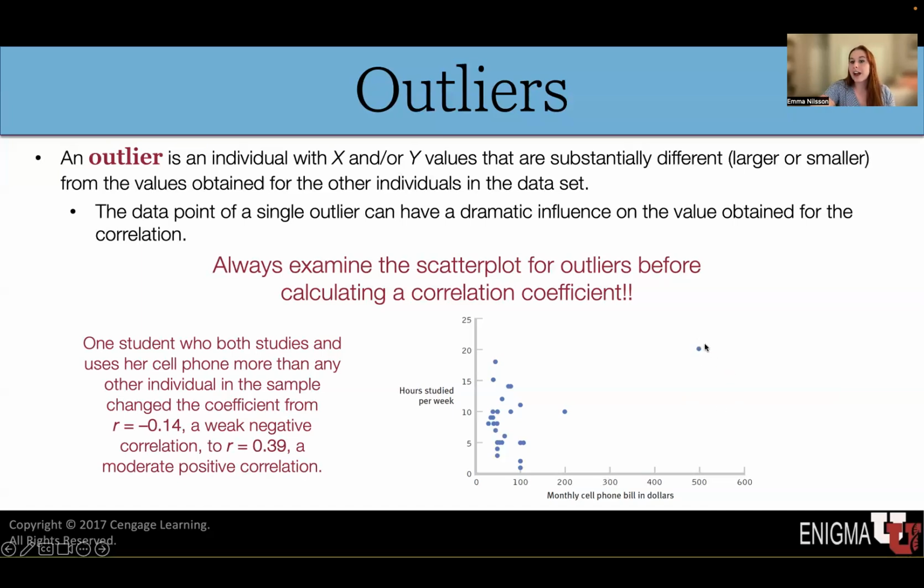We also need to be looking for outliers in our scatter plots, because what you can see here is one student who both studies and uses her cell phone more than any other individual in the sample, hours studied per week, monthly cell phone bill. That one point changed the coefficient from negative 0.14 with just these other points, which was a weak negative correlation, all the way up to 0.39, which is a moderate positive correlation, if you include just this data point. So sometimes you can take outliers out if you realize that it was a data collection error that led to your outliers.